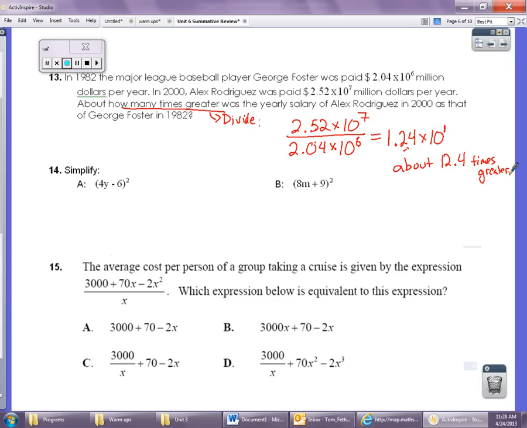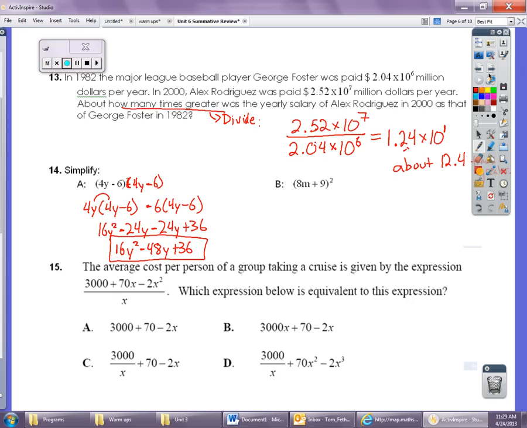14, simplified. Well, when we simplify 14a and b, since it says squared, that means we have to write this 2 times. Have to write it 2 times, and now we use one of our methods. I'll do the distributive method for this one. So we write it out 2 times, so now we can multiply. So I have 16y squared minus 24y minus 24y plus 36. So it's going to be 16y squared minus 48y plus 36.